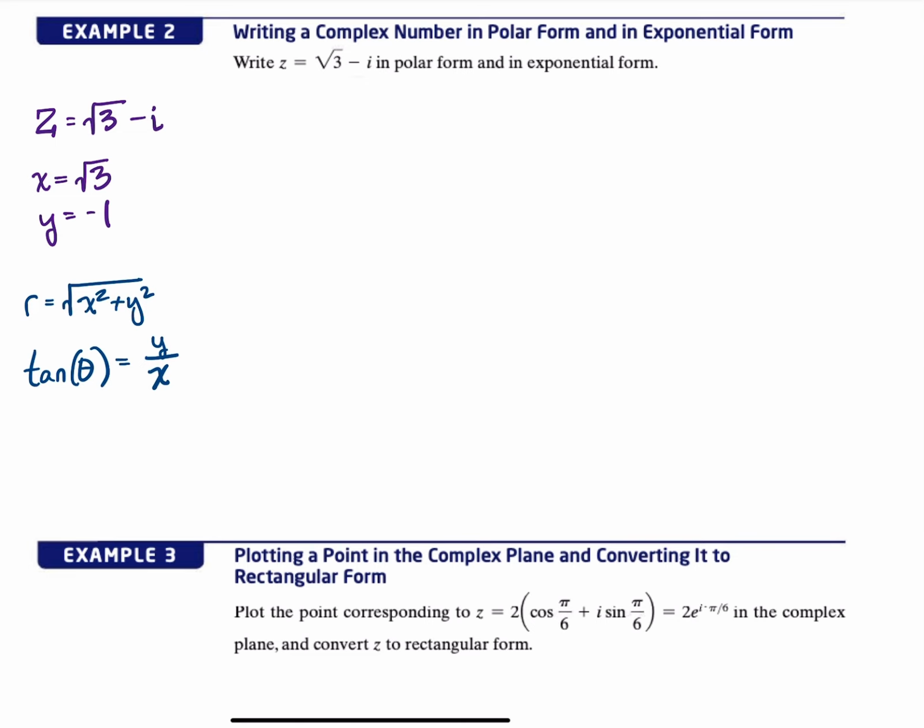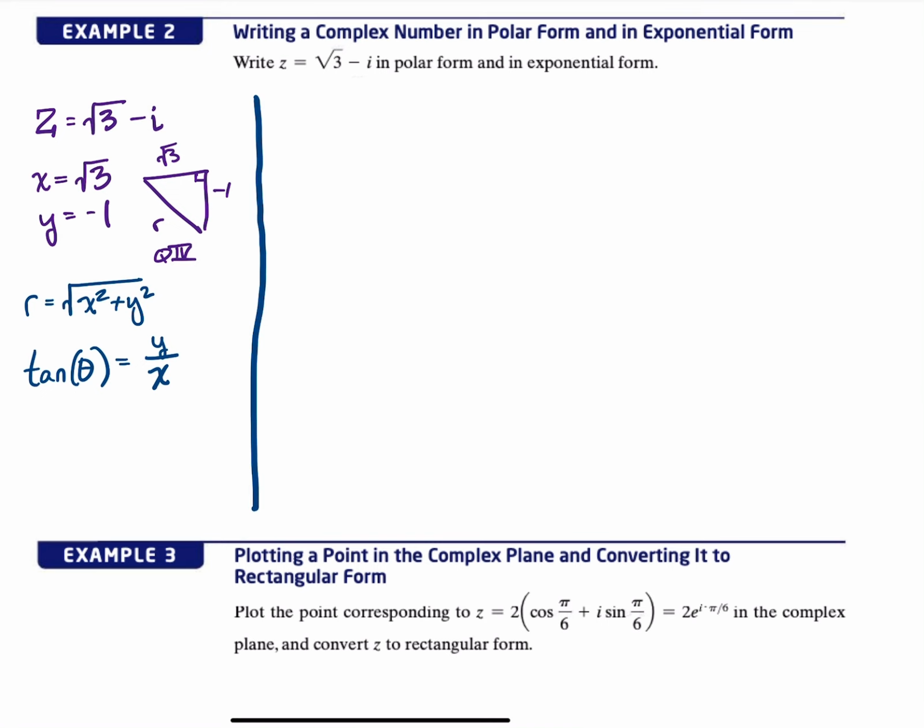So just to make a quick note, if I'm imagining plotting this point, x is positive, y is negative. So we should be in quadrant 4. We're basically looking at this kind of triangle. This would be root 3, this would be negative 1. We can find our r value, and we're in quadrant 4. So with this in mind, let's try to do some conversions.